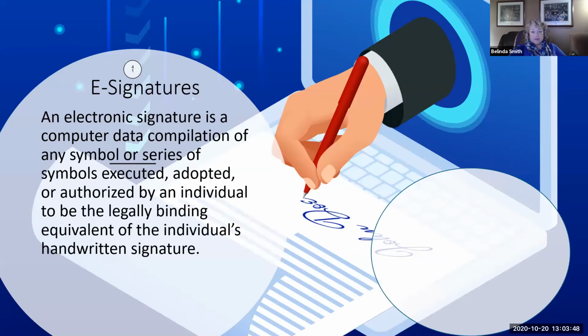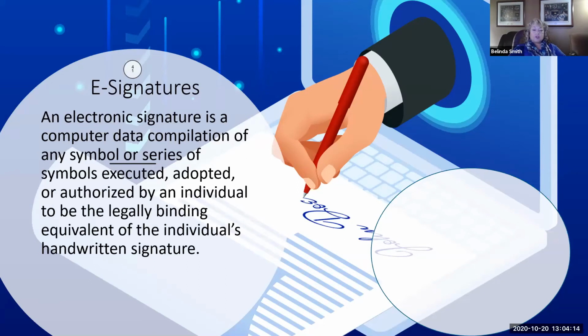E-signatures, the other thing that varies with the regulations. If you look at the definition from that FDA guidance and OHRP guidance, electronic signature is very broad in how it's defined. It's any symbol, series of symbols executed, adopted, or authorized by the individual to be their legally binding equivalent of their handwritten signature. So that's the broad category.